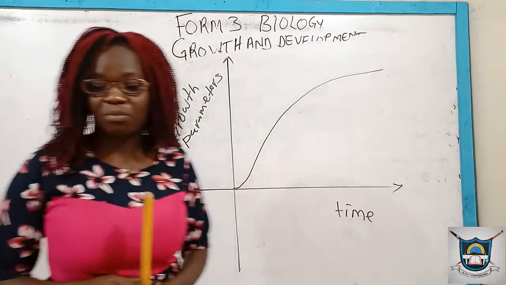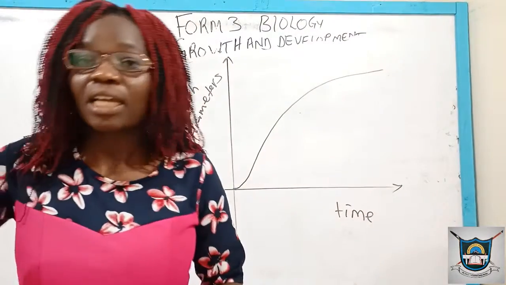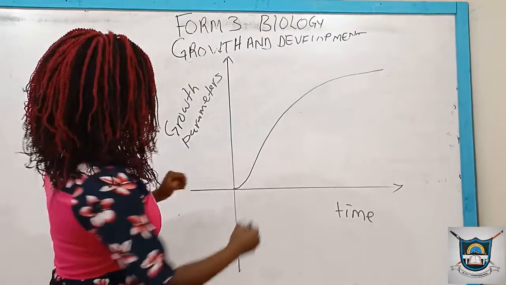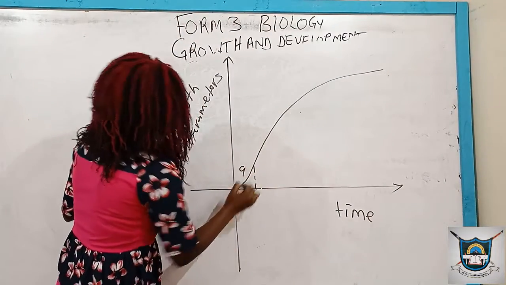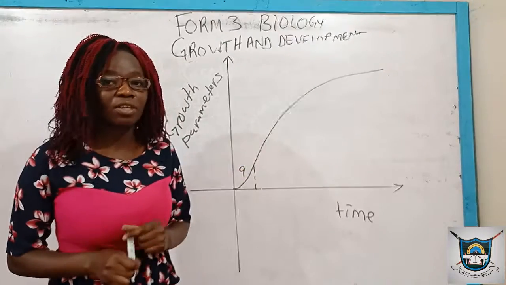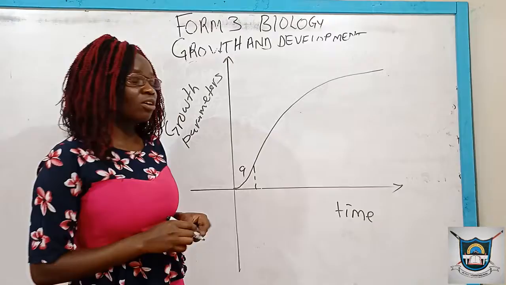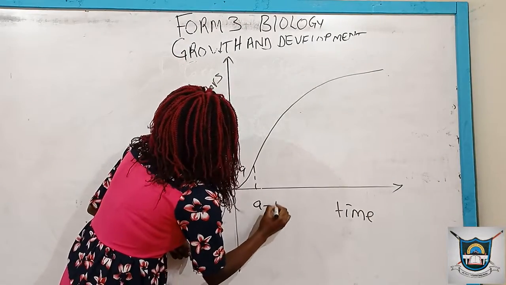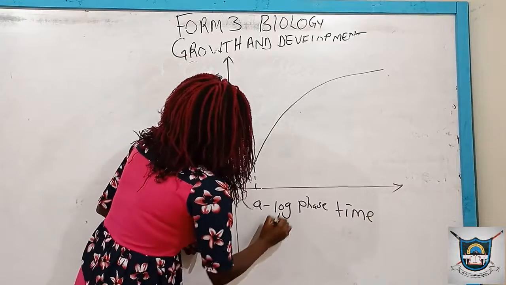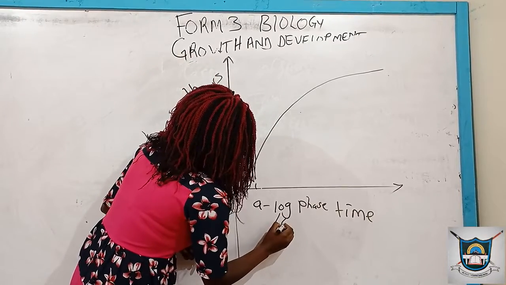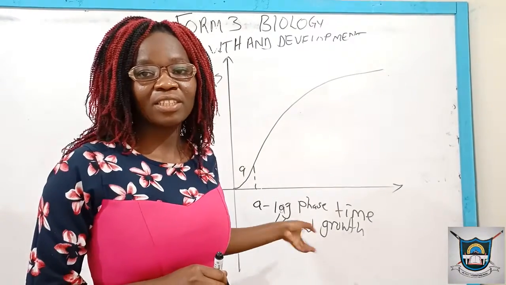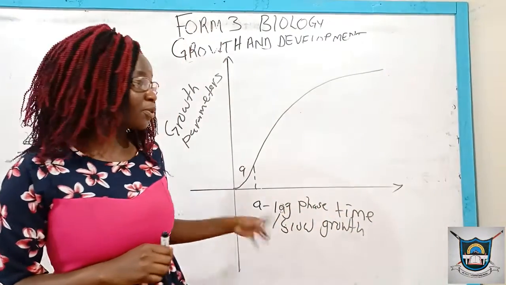And this curve can be divided into four as we showed last time. So the first phase, A, is called the slow phase or the lag phase. A is the lag phase or the slow growth rate. Slow growth, the lag phase or the phase of slow growth.